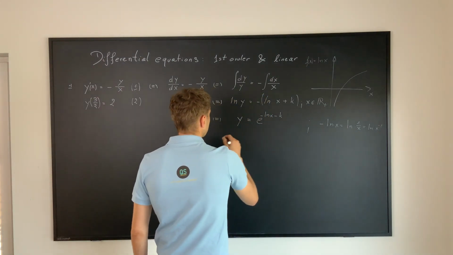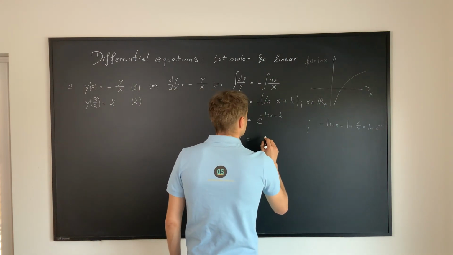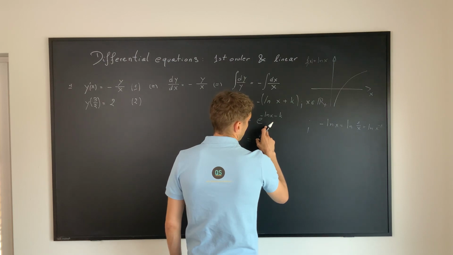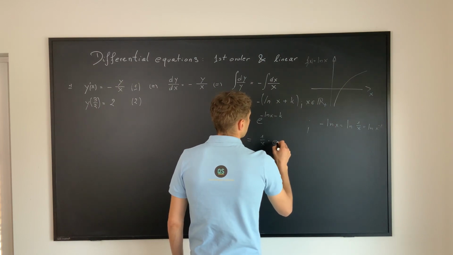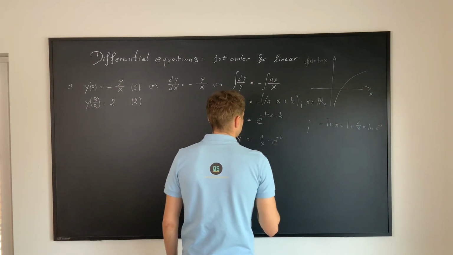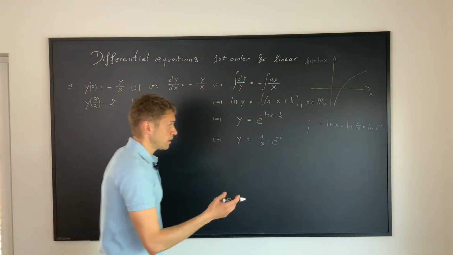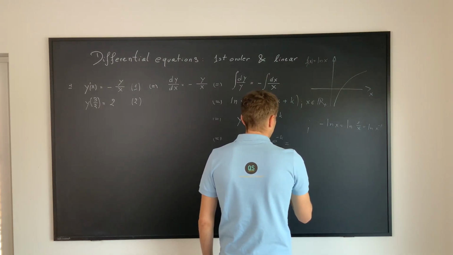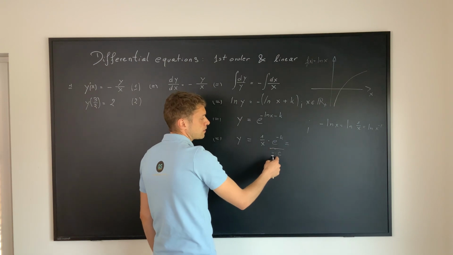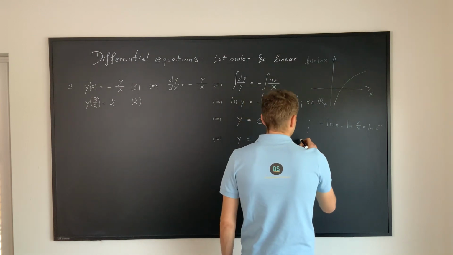So what we obtain here is y equals 1 over x times e to the power minus k. And this expression here is nothing else than another constant, which we will call c. So we define this expression here, which is a constant, by another constant, which we call c. So finally we obtain a constant divided by x.